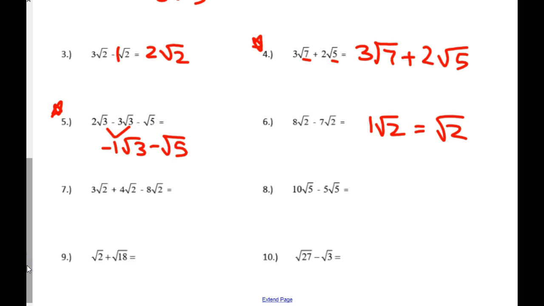And these last 4 we'll do real quick. 3 plus 4 is 7. 7 minus 8 is negative 1 square root of 2. 5 square root of 5.